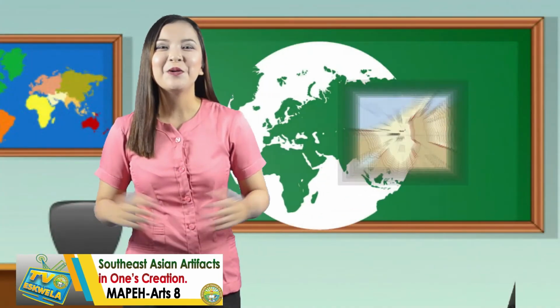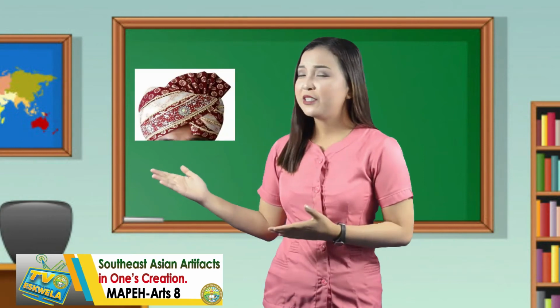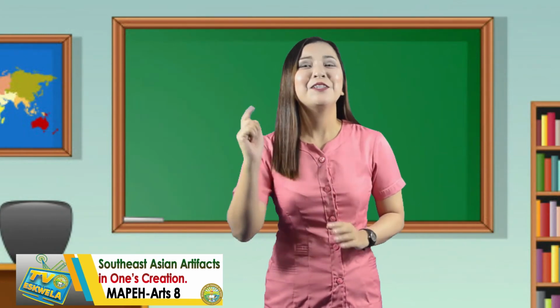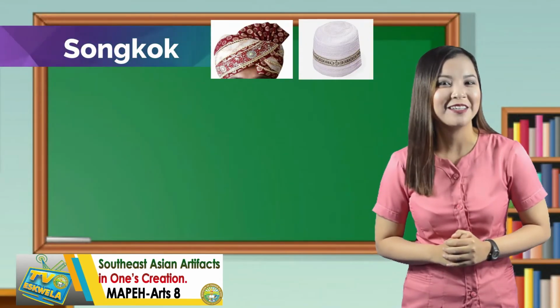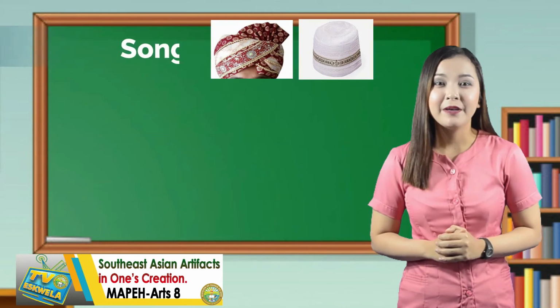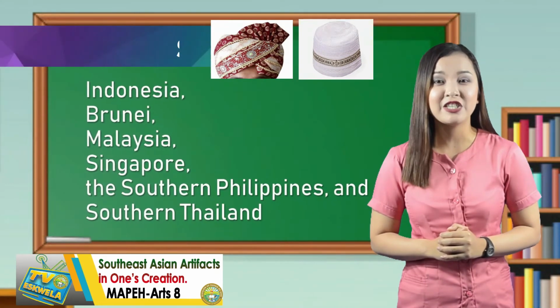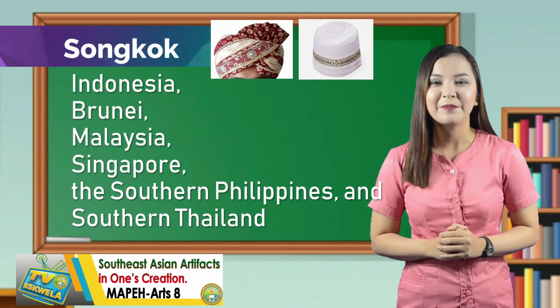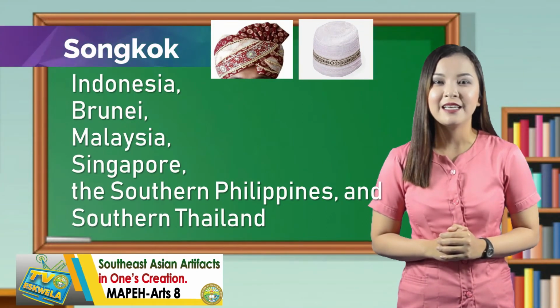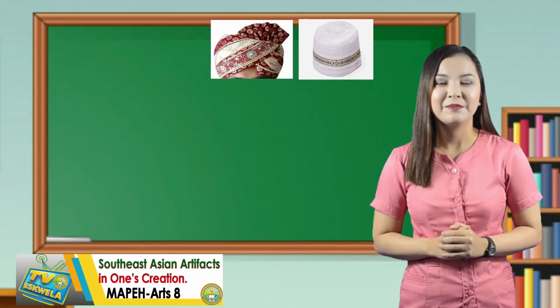Let's go to Brunei. Let me show you a picture. Have you seen people wearing this? Yes, you're right! This is sungkok. It is a cap widely worn in Indonesia, Brunei, Malaysia, Singapore, the southern Philippines, and southern Thailand.